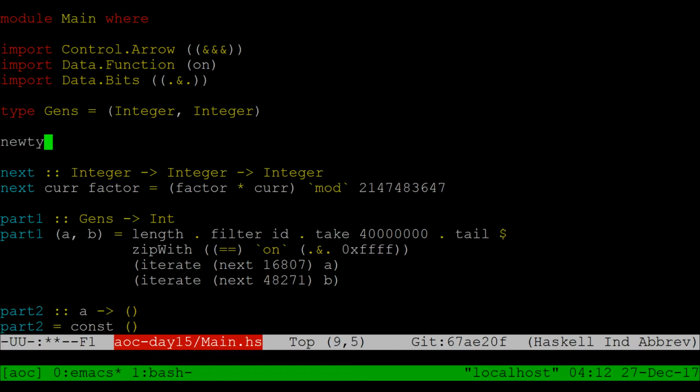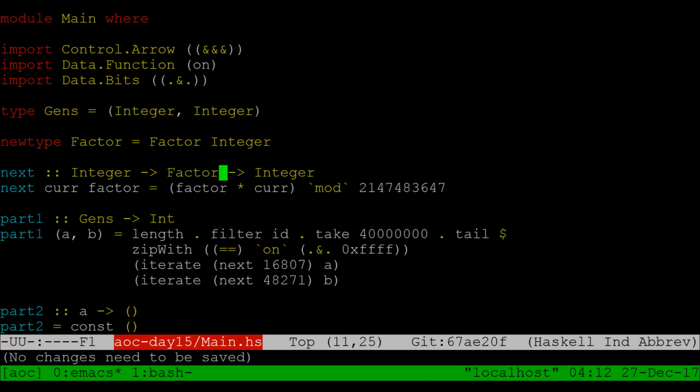Say newtype Factor of Integer. We'll just make it a wrapper around integer. It doesn't need to be parametric. And then, if we change next to take Factor here, it would become illegal to call next with an integer that is not wrapped up in this factor type. And we would have to say, in fact, Factor f. We would have to destructure it every time here. And perhaps, you know, we could do the same thing here and make it be init or something, or seed, to define another newtype.